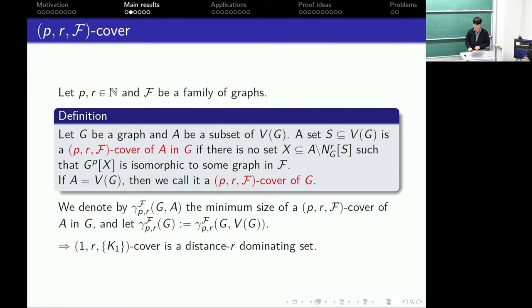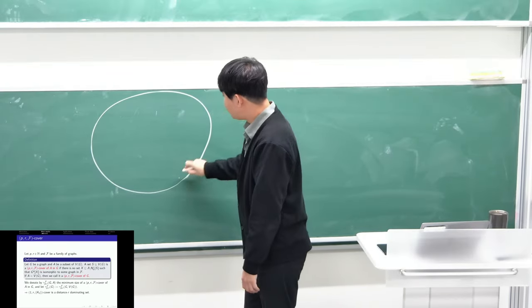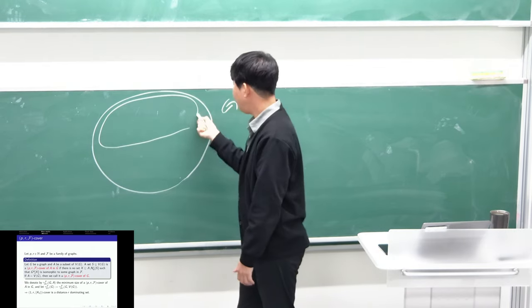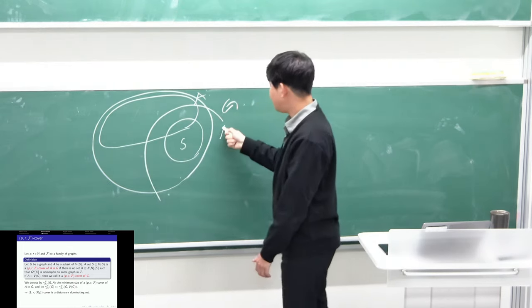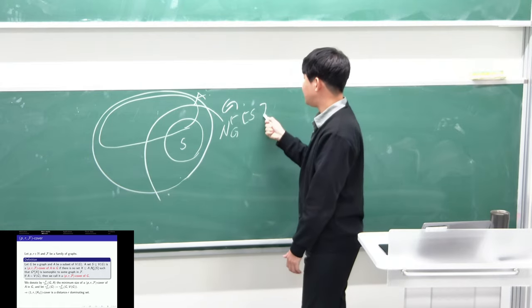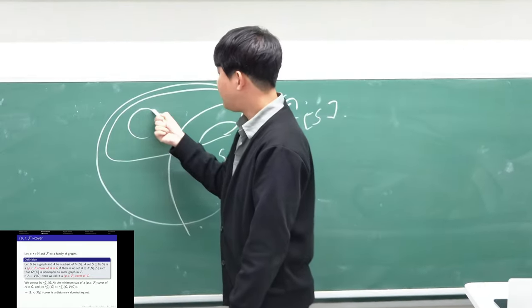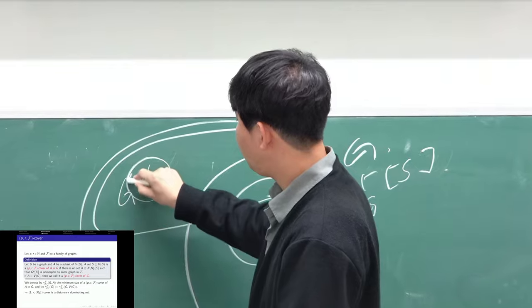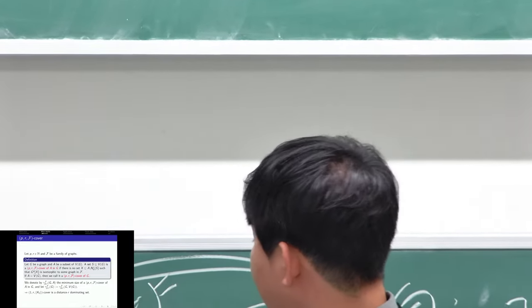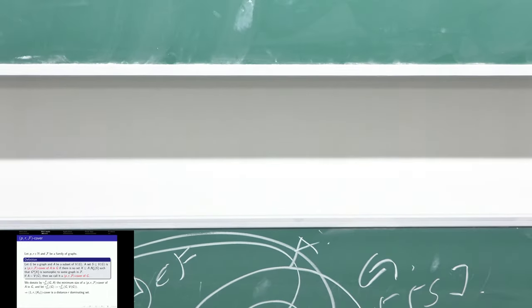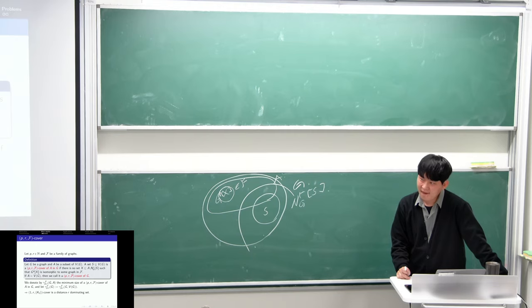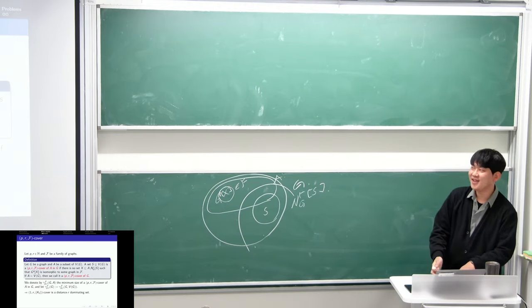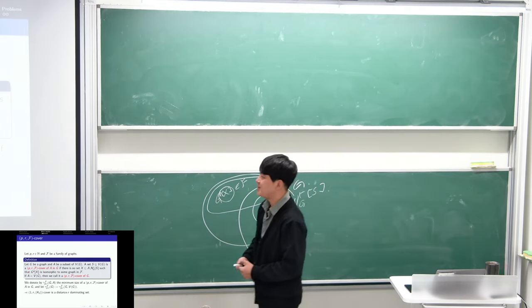Can you draw some pictures? Yes, it is very confusing, A and X and S. So this is G, and this is A. We try to find some set S, and try to delete this N^r_G[S]. If there is no X here such that G^p induced by X is in F, if there is no such X, then we say that it is a p r F cover. At the first time, it's hard to catch the definition.